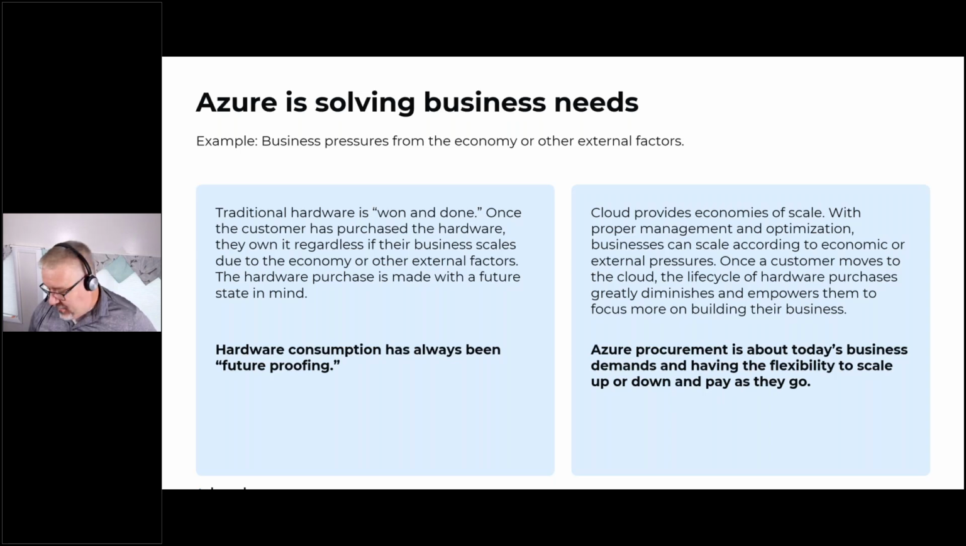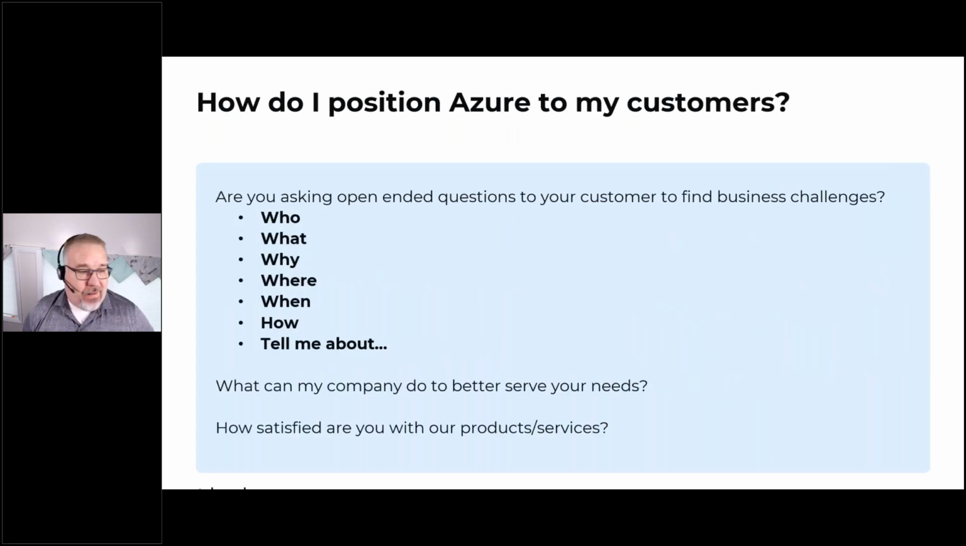I'm not sure. Let me go on to the next page here. I had a little slip there.